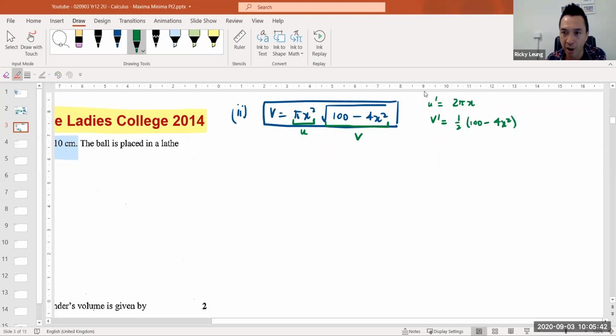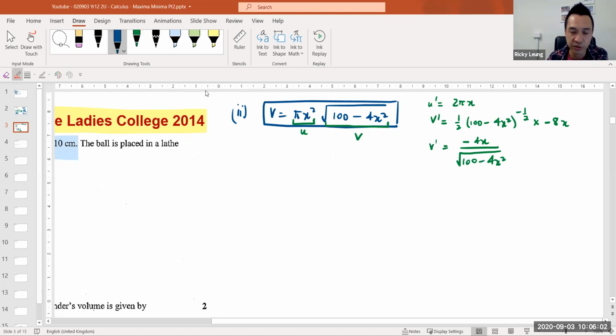Minus 1 to the power, multiplied by the derivative of the inside, what's that? Minus 8x. Clean that up, the 8 and 2 goes away, so that's negative 4x on the top. Bring down the negative index downstairs, put a square root. That's my derivative. That's v dash.